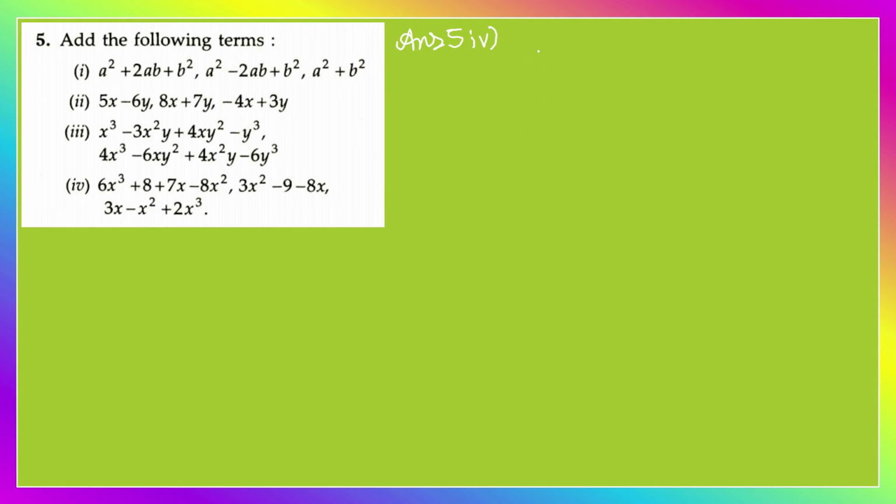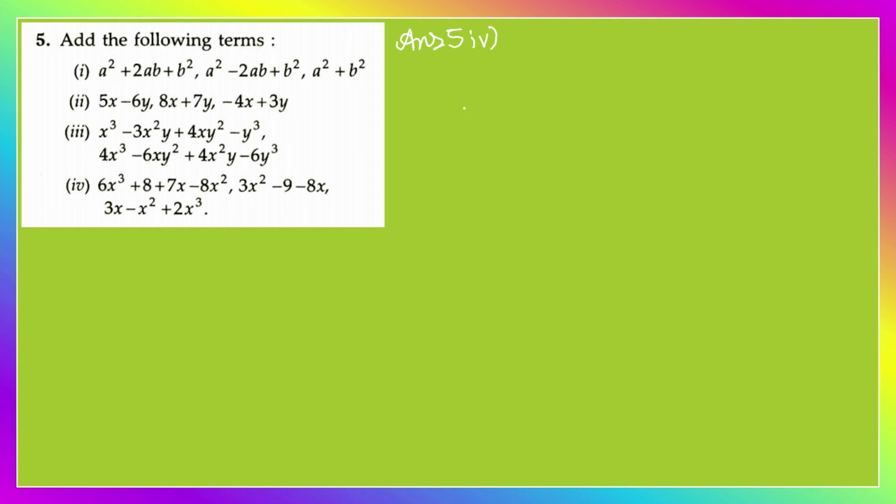So first of all, we have the first polynomial. First of all, I want to tell you that we are going to write the polynomials in descending order. That is, in this fourth question, we have 6x cubed plus 8 plus 7x minus 8x squared. So first of all, we write the term which has the highest power, then we descend one by one like this. And if there is no term, then put a 0. It will make the calculation easy.